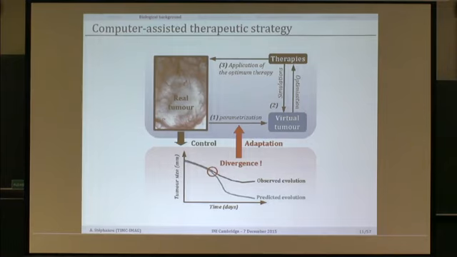When we observe the tumor, we see its evolution, and as long as the two curves, the prediction of the virtual tumor and the observations, agree, we go on applying the treatment. As soon as we see some divergence, we go back and change the initial state. We plug in a new initial state for the virtual tumor, and then we start the whole process again until we get rid of all the tumor cells.